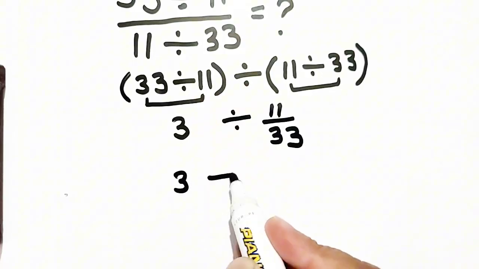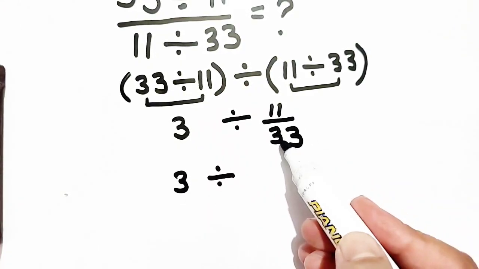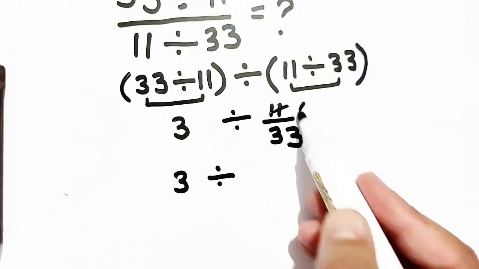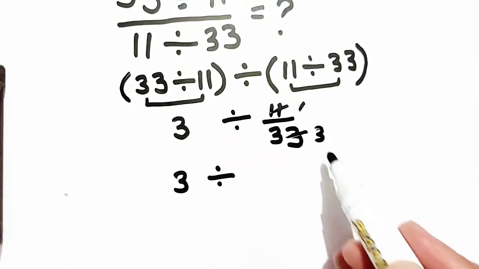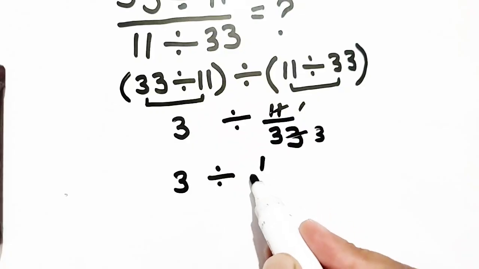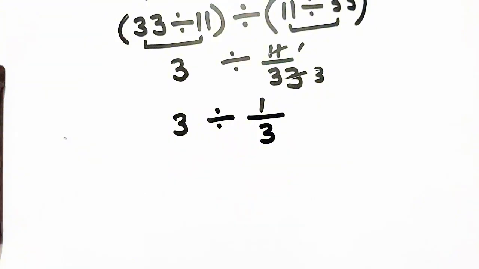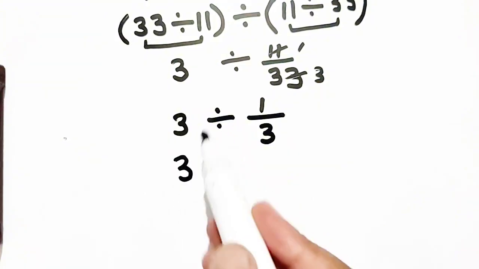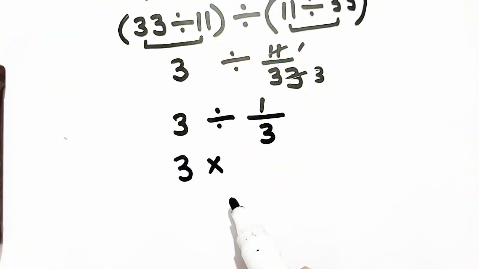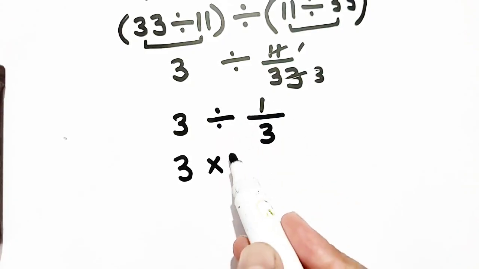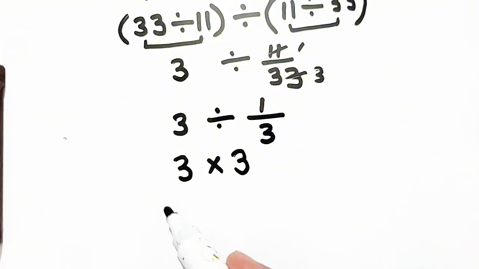Now, 3 divided by 11, 1 and 11, 3. So it will be 1 by 3. Again, we simplify it. 3, as it is, divide is changed into multiplication, and 1 by 3 is flipped. So after flipping, we will get 3. Hence, 3 times 3 will be equal to 9, and 9 will be our answer.